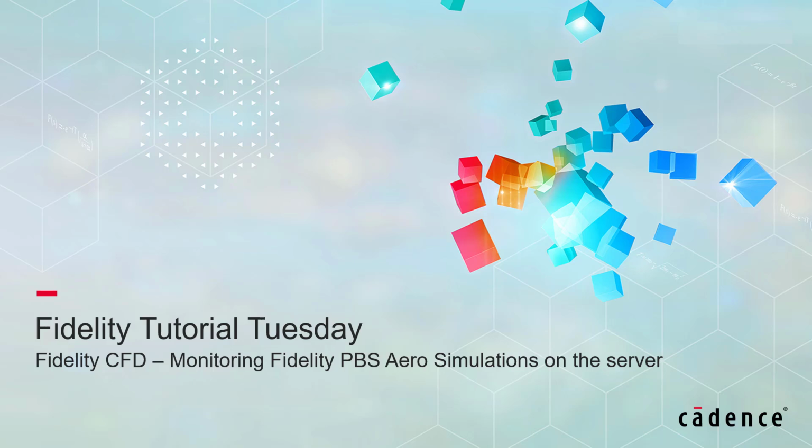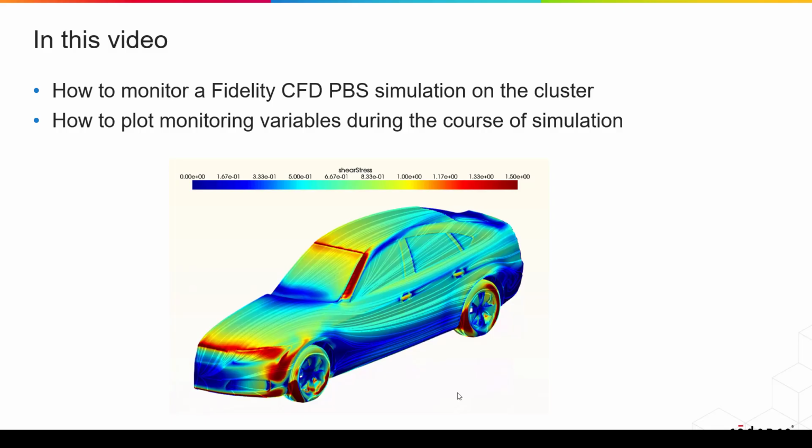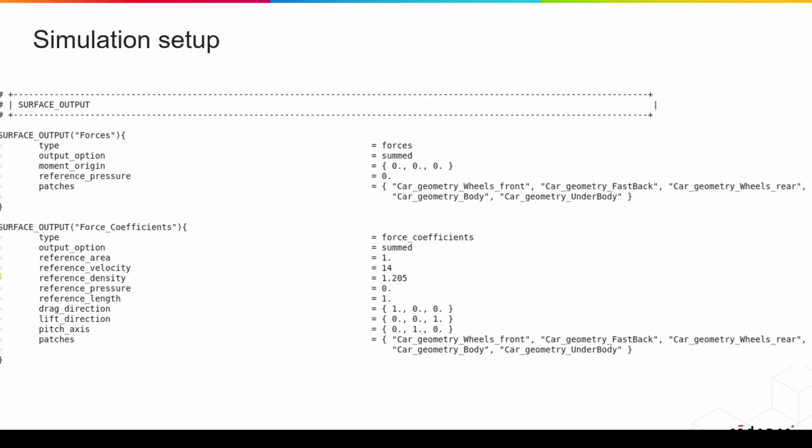a Cadence Fidelity feature in just a few minutes. Today, we are going to show you how to monitor a PBS simulation run for external aerodynamics, plot forces and aero coefficients through the command terminal using the simple driver model. In this simulation, apart from monitoring the convergence parameters, we also are plotting the forces on the driver vehicle and the aero coefficients, as you can see from the input file.